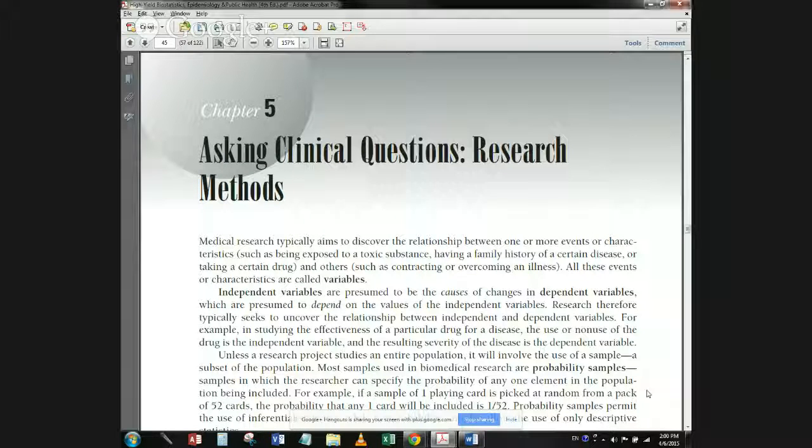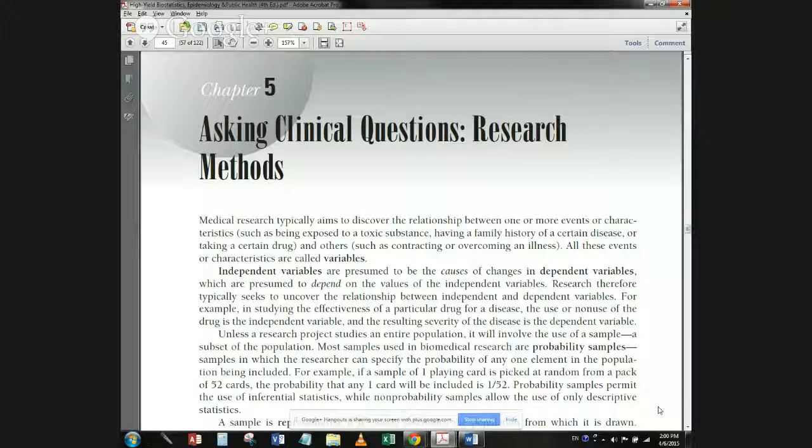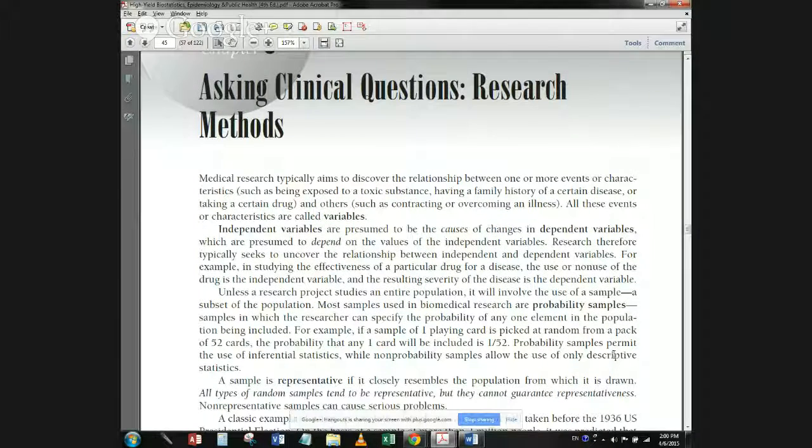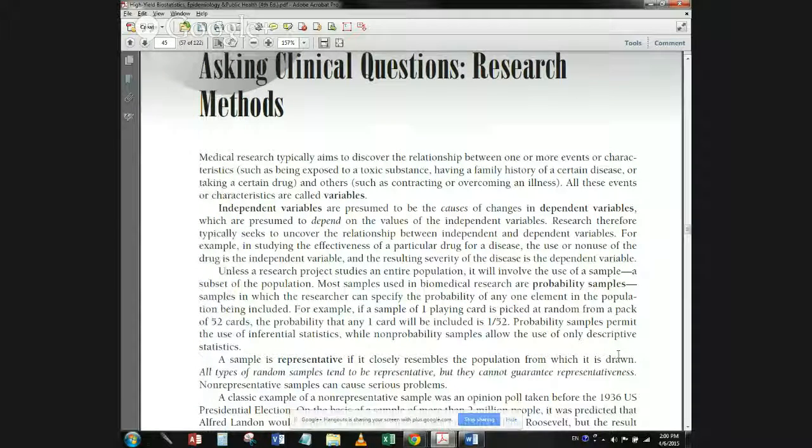Probability samples permit the use of inferential statistics, while non probability samples allow the use of only descriptive statistics. A sample is representative if it closely resembles the population from which it is drawn. All types of random samples tend to be representative, but they cannot guarantee representativeness. Non representative samples can cause serious problems.